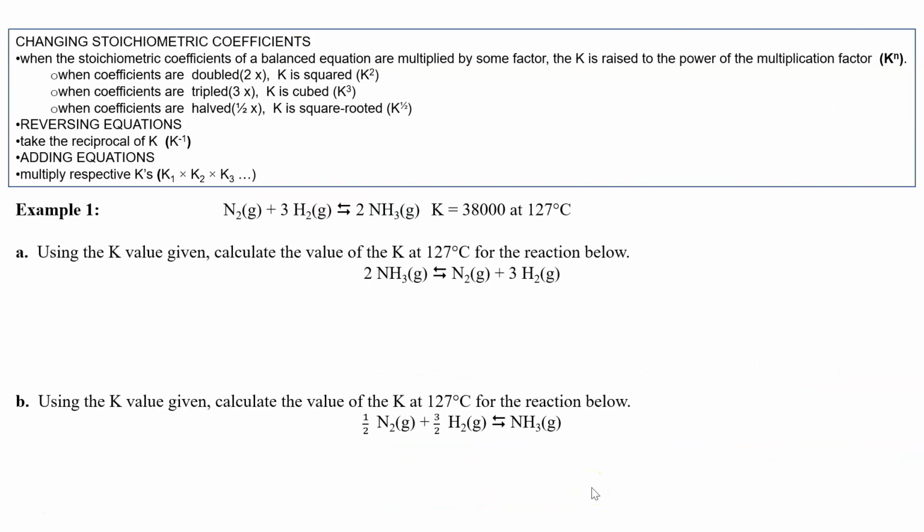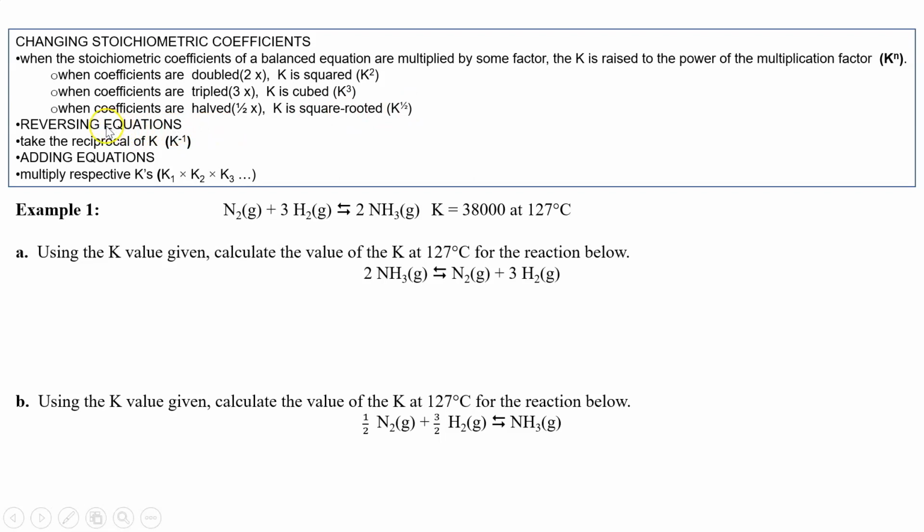This just kind of sums up what we've talked about so far, changing stoichiometric coefficients. When the coefficients in a balanced equation are multiplied by some factor, the K is raised to the power of that factor, whatever it was. K to the n, for example. So here's a few examples of it. When the coefficients of a whole reaction are doubled, we're going to square the K value. When they're tripled, we will cube the K value. And when they're halved or multiplied by 1/2, K is going to be raised to the 1/2 power, or you take the square root.